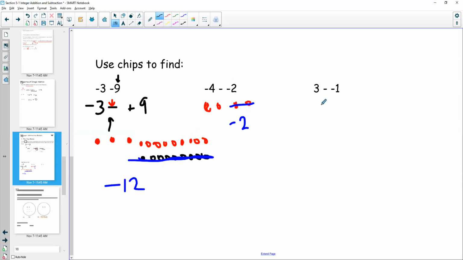All right. This last one is 3, take away a -1. So I have 3 chips to start, 3 positive black chips. And I want to take away a -1. Well, I don't have any of those. So I need 1 to be able to take it away, but I can't just add it in. I need a 0. So in order to take away that -1, I needed to add 1 zero, which makes a total of 4 black chips. Okay?